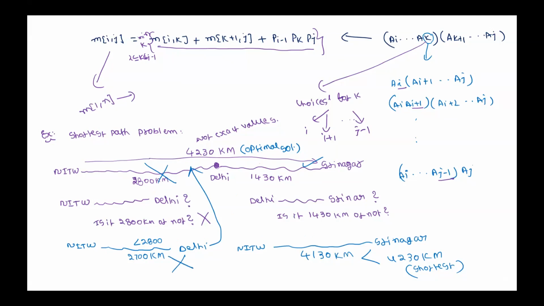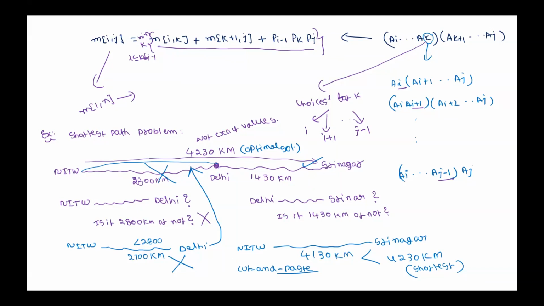Hence, NITW to Delhi shortest distance value is the same path from NITW to Srinagar, where you stop at Delhi. Up to that, whatever distance you covered, that itself is the shortest distance value from NITW to Delhi. Is that okay? Similarly, Delhi to Srinagar, that itself is the shortest distance. So this is the cut and paste method. Again, we are using the cut and paste method. Is that okay?